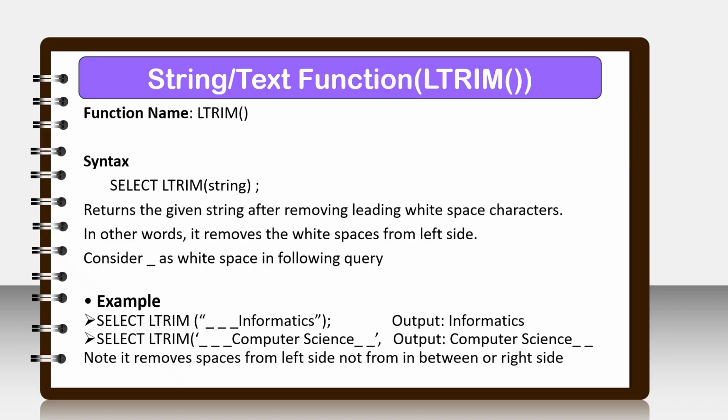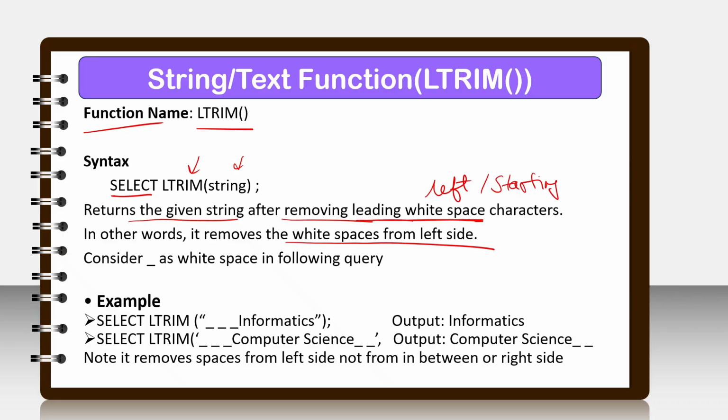Okay, so here you can see the function name is LTRIM. Its syntax is the same: select, then function name, then string. It returns the given string after removing leading spaces. Leading means starting spaces, left side ones. In other words, it removes the white spaces from the left side. So we are considering underscore as a space.